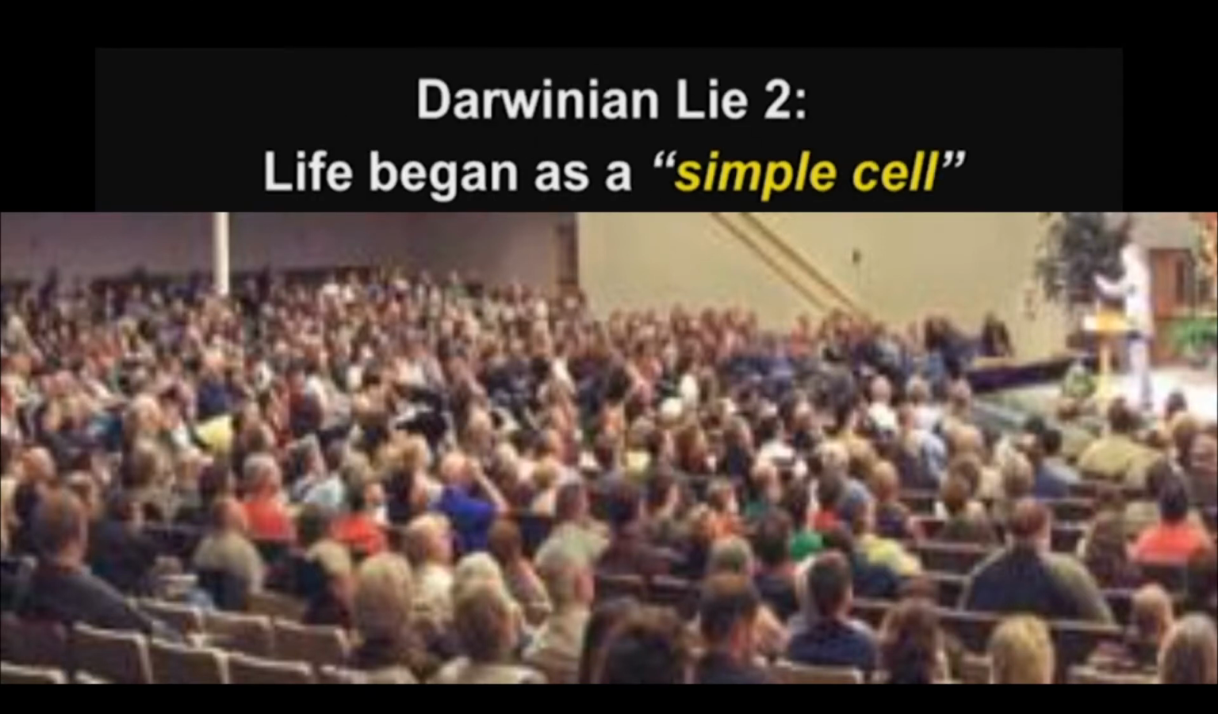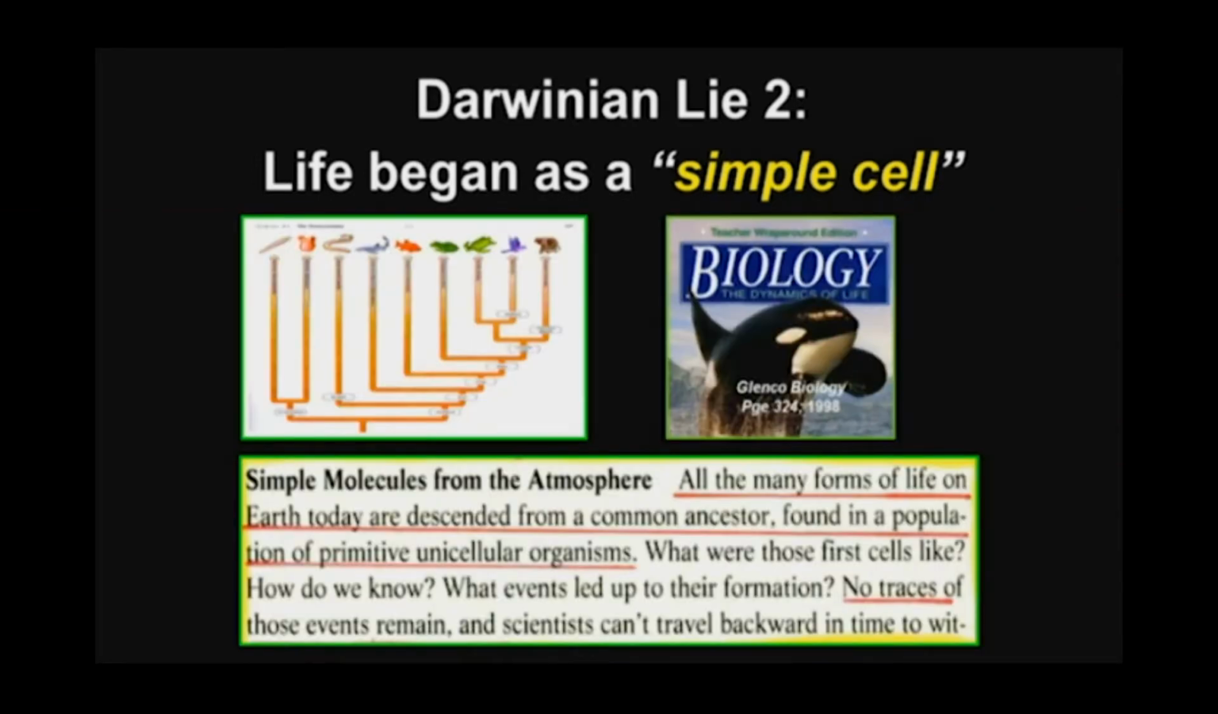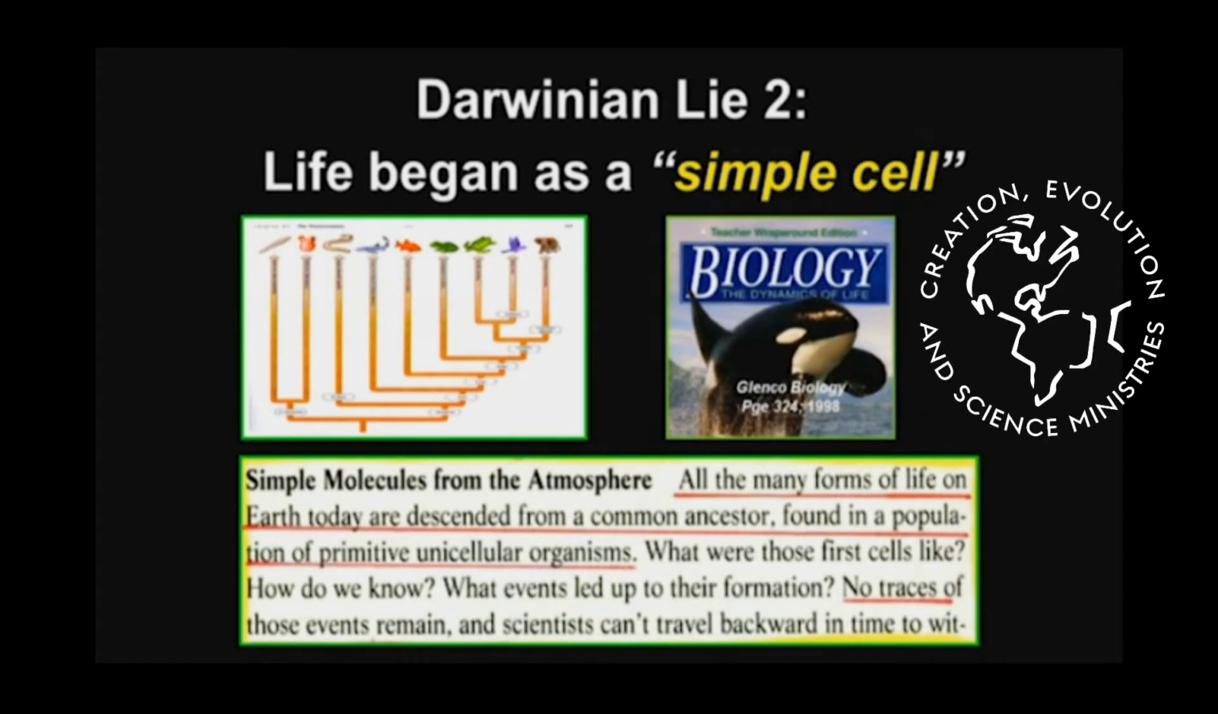Lie number 2 is that life, well, it wasn't anything complex. It just started out as just a simple cell. In fact, this textbook tells kids all the many forms of life on Earth today are descended, stated as a scientific fact, from a common ancestor found in a population of primitive unicellular organisms. Well, how is a kid supposed to argue with that? They've just been told this is a scientific fact, correct?